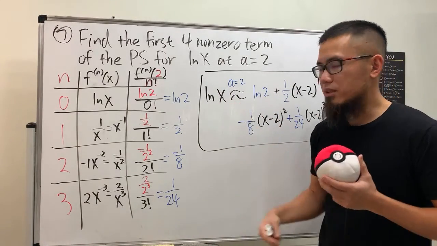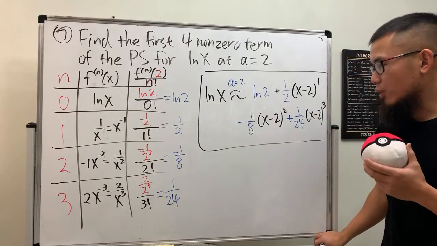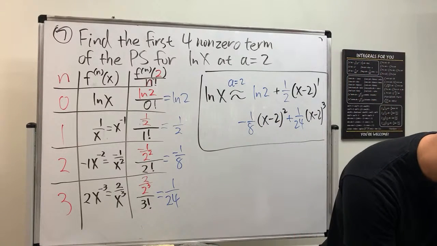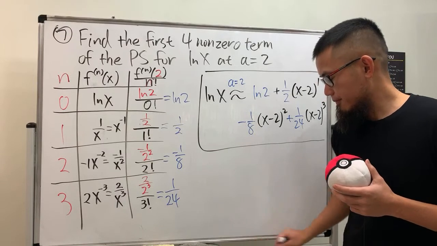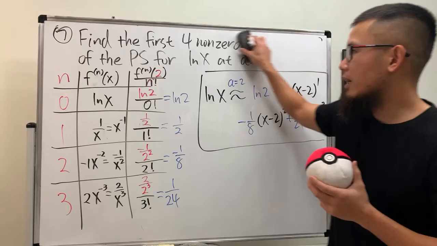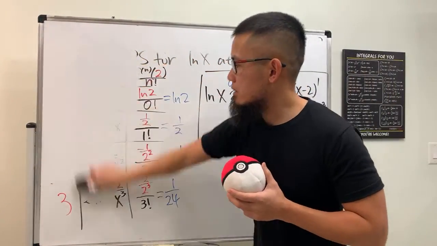I just want to emphasize that natural log of x is approximately equal to this when x is around the a value 2. So this right here is rather just mechanical. If you guys have done your homework, then you pretty much will know how to do this.